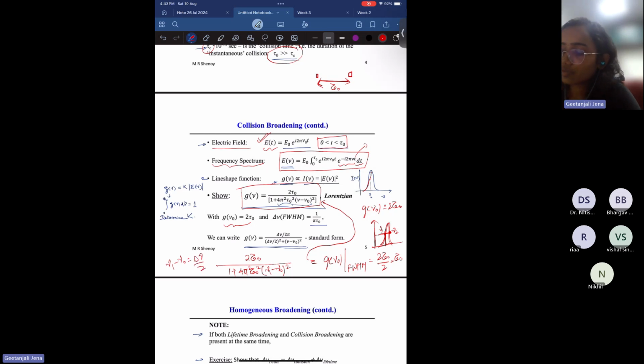So if you put all of this, you can find out the full line width of this g of nu, which is 1 by pi tau 0. Here you get the line width is 1 by pi tau 0, and it is not 1 by 2 pi tau 0. For lifetime broadening, we got the line width as 1 by 2 pi tau L, but for collision broadening, it is 1 by pi tau 0. And if you put delta nu in g of nu, you will get the standard form of the line width function, g of nu.